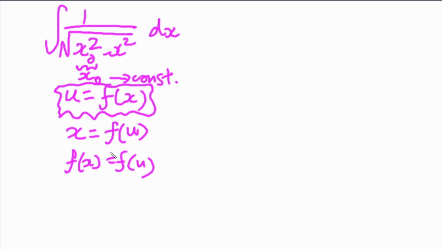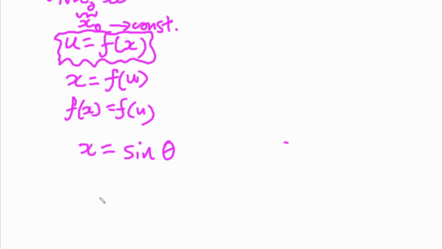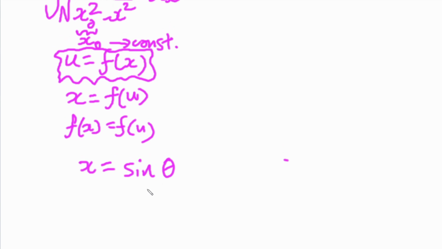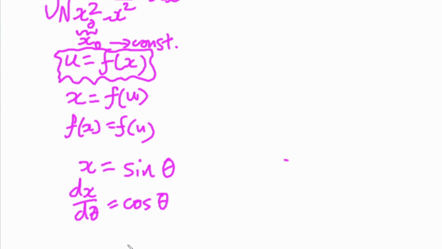So trig substitution centers around making x equal to something to do with a trigonometric function. So for instance here, I might pick x is equal to sine theta. And so this might be one example, and I'd differentiate by theta to get dx by d theta is equal to cos theta, because we're differentiating x by theta.